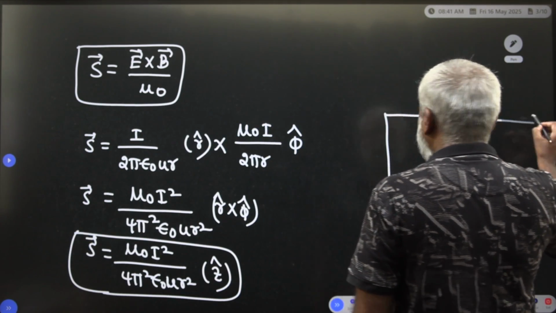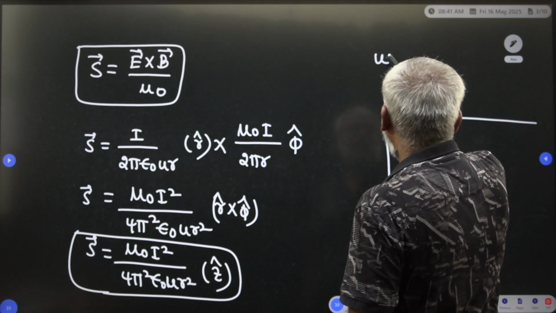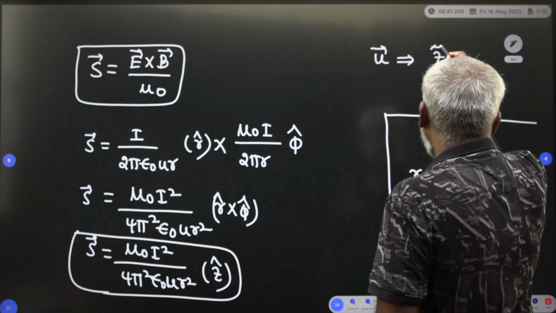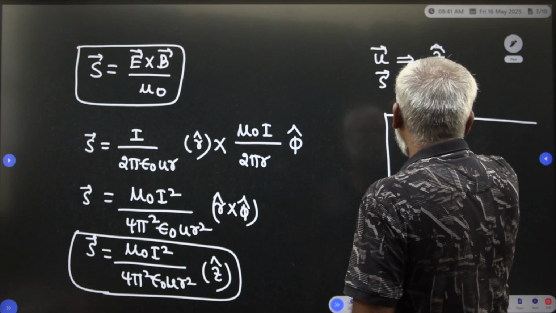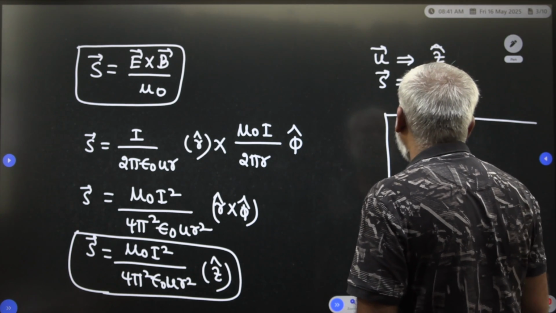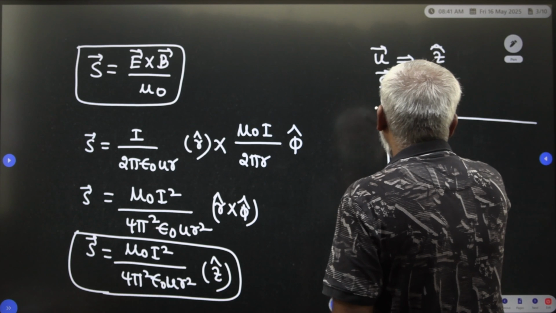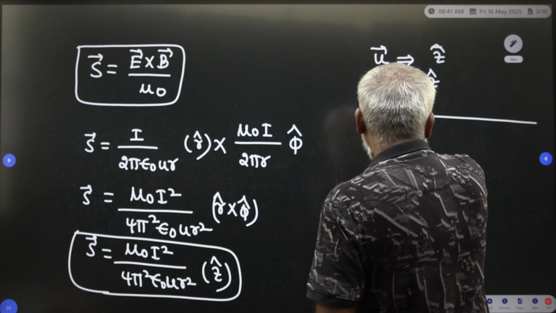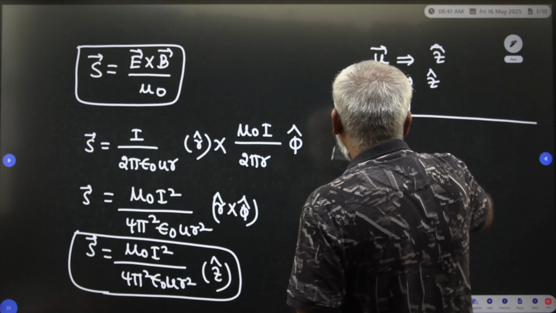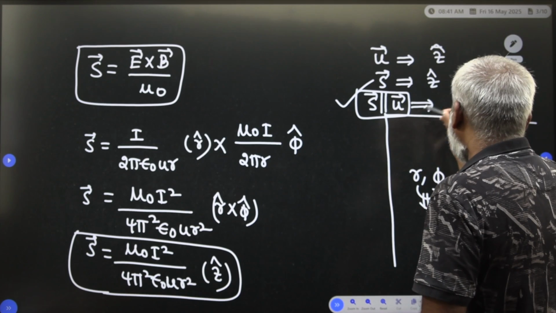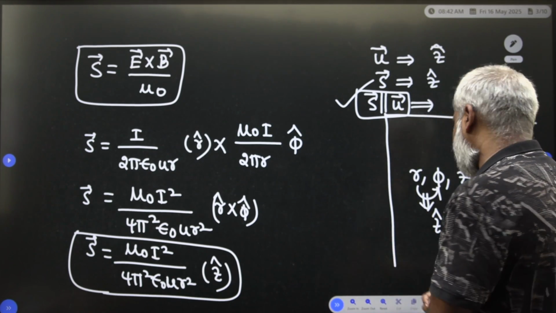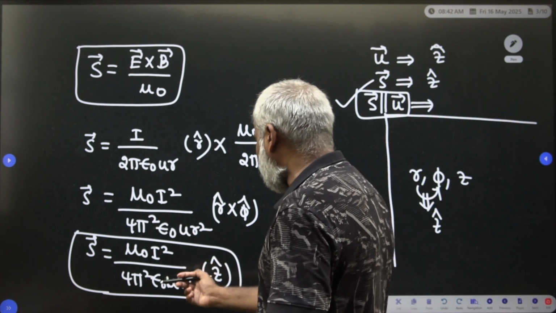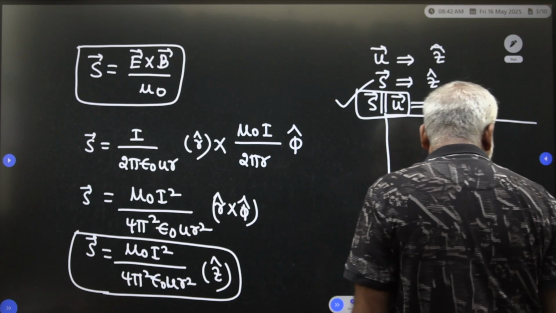Now, you have to observe here. u is going in which direction? That is in the z cap direction, correct? Here S is also going in which direction? That is also the z cap direction. Therefore, both are going in the z cap direction. That is why S is parallel to u. S and u are both in parallel directions, and your Poynting vector is mu naught I square by 4 pi square epsilon naught u r square.